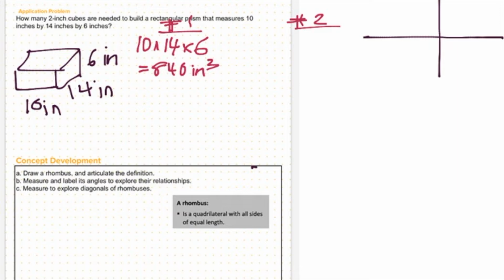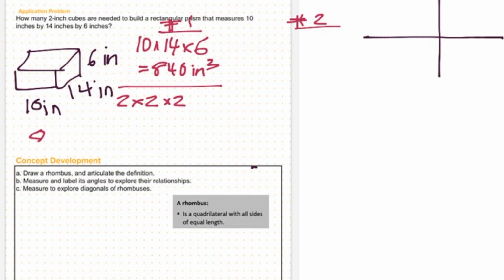Okay, so that's the whole thing. And I need to figure out, now if it was 1-inch cubes, I would just say, well, that's 1 times 1 times 1, which is 1. So how many cubes would I need? 840. But it's talking about 2-inch cubes. So I'm thinking that's 2 by 2 by 2.